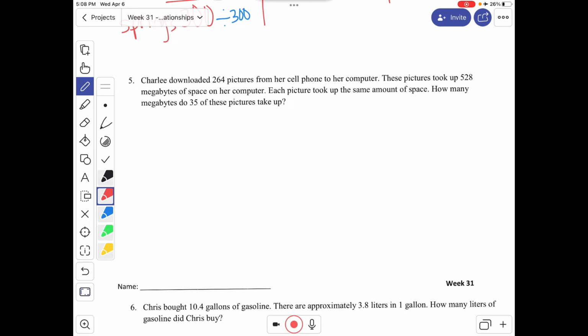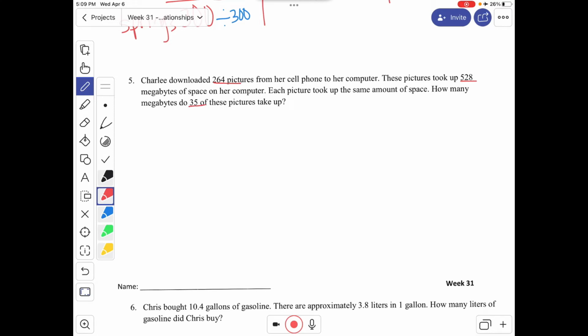Number 5. Charlie downloaded 264 pictures from her cell phone to her computer. These pictures took up 528 megabytes of space on her computer. Each picture took up the same amount of space. How many megabytes do 35 of these pictures take up?